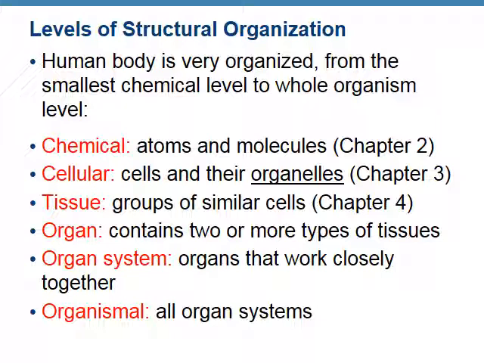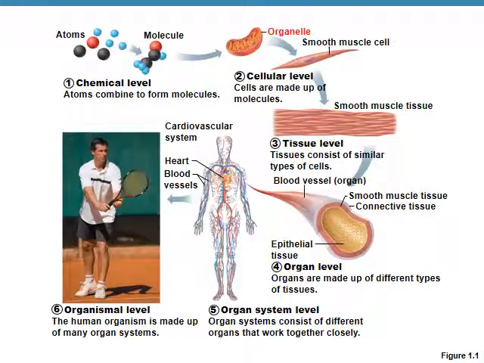So the smallest level of organization that we have is chemical. We have atoms and we have molecules that come together. We'll talk about this in more detail in Chapter 2. Cellular, now we're talking about the cells and their organelles. So I'll underline the word organelle because I want to make sure that you understand that organelles are compartments inside of cells. Next level up is tissue, then we have organs, then we have organ systems, then we have organisms. So maybe this picture will help a little bit more in your book.